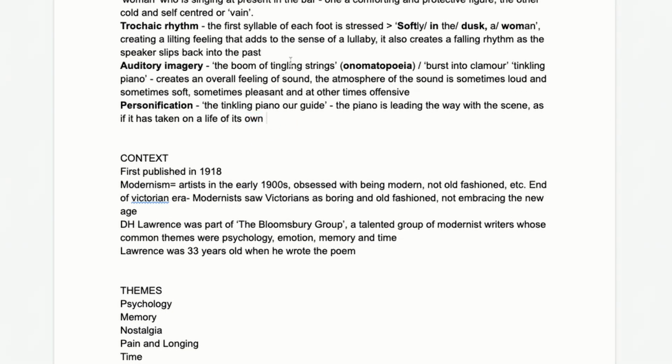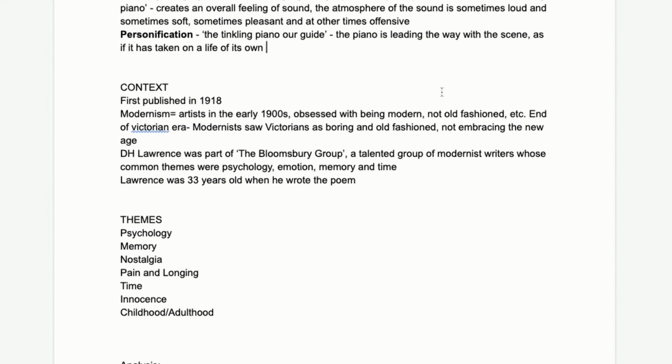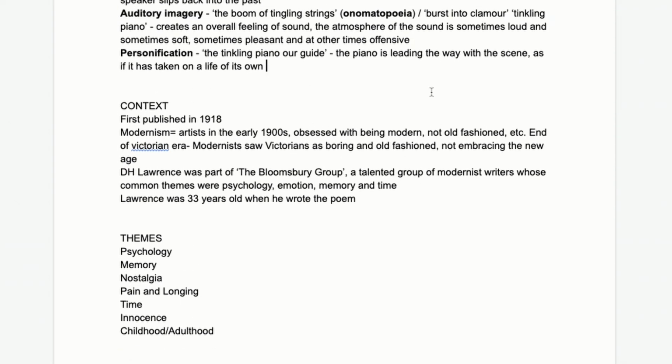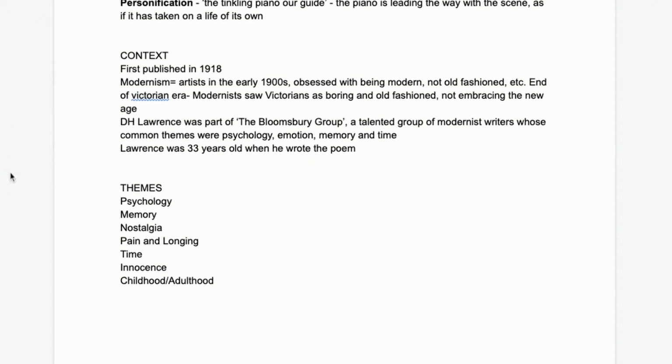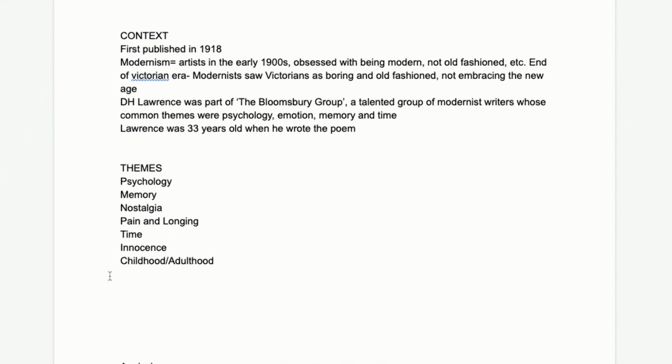So hopefully that's really useful for you and you're feeling like you've got more ideas about how to analyze it. As always, this is not everything you can say, so definitely spend long with the poem, think about your own interpretations and what you can say about it versus what I've put here. I'm going to finish with just a few little pieces of context and a few themes.